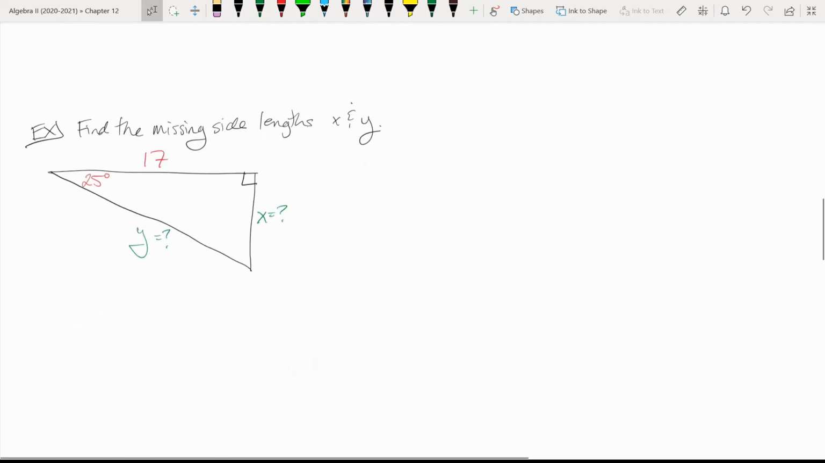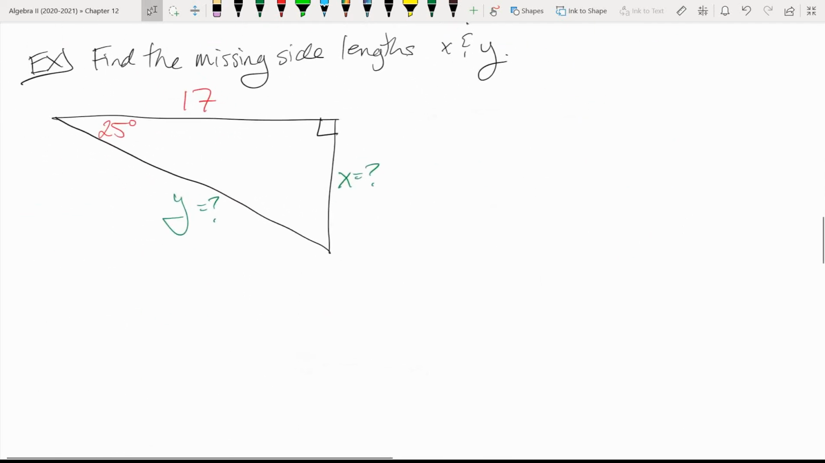Let's look at another example here. In this one, I want to find missing side lengths, x and y. So I'm given an angle here, 25 degrees, only one angle, and only one side. And I need to use that to figure out what these two missing sides are.